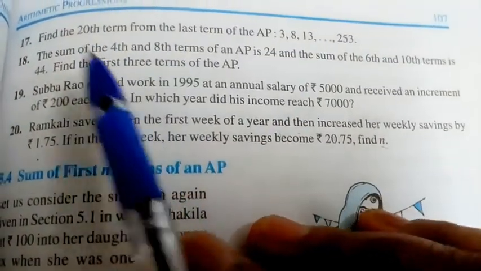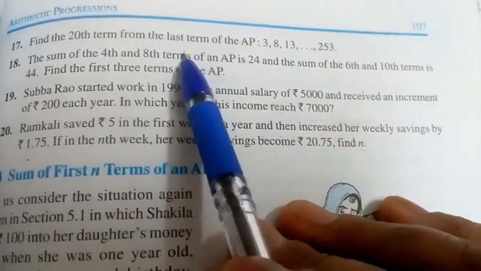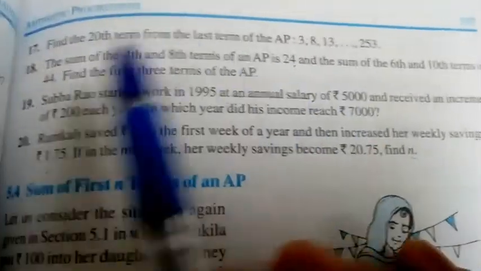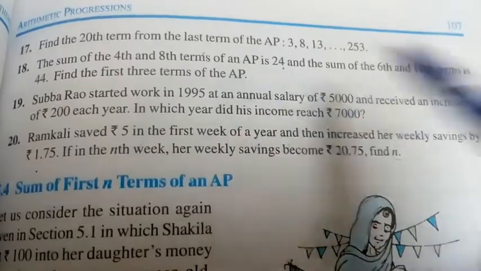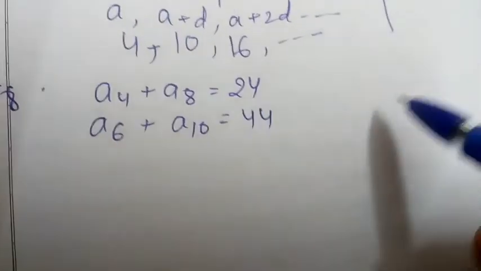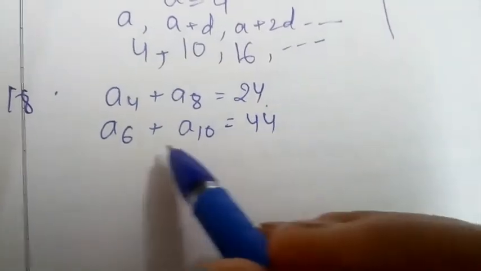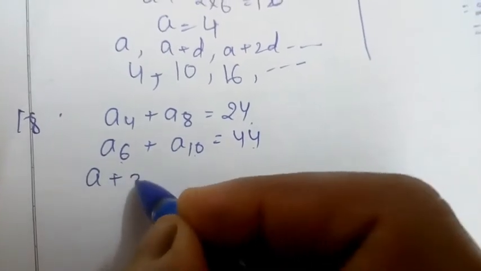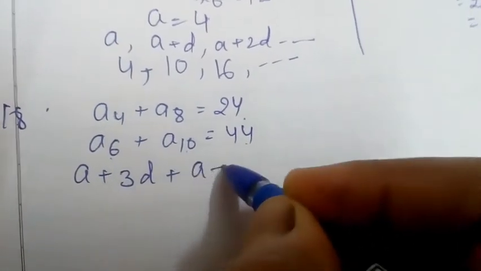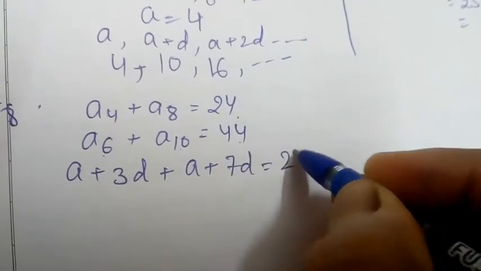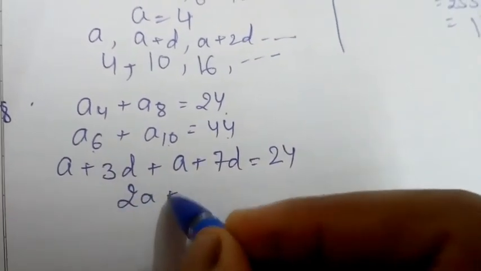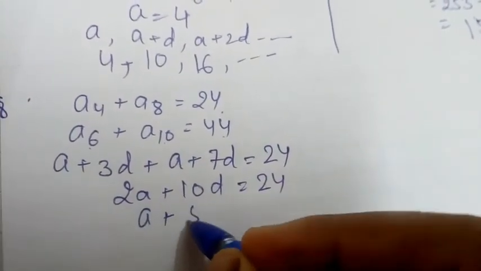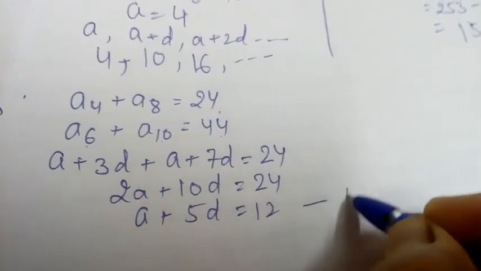Question number 18. The sum of the 4th and 8th terms of an AP is 24. The sum of the 6th and 10th terms is 44. Find the first 3 terms of the AP. Sum of the 4th term and 8th term is 24: a plus 3d plus a plus 7d equal to 24. 2a plus 10d equal to 24. It means a plus 5d equal to 12. This is the first equation.